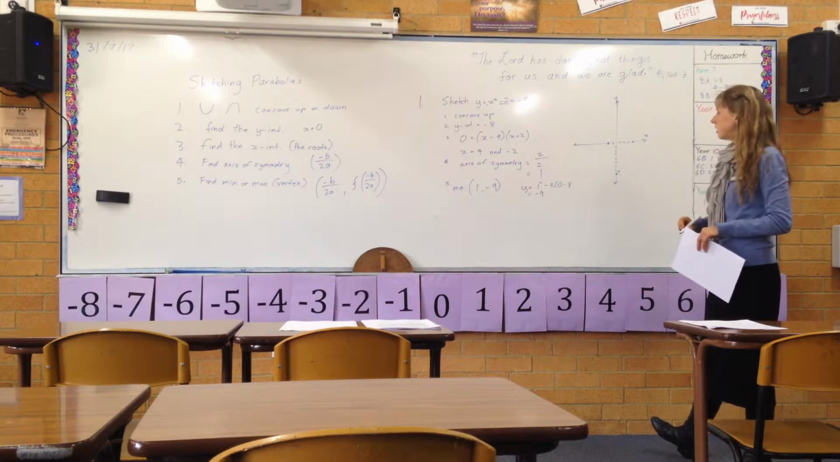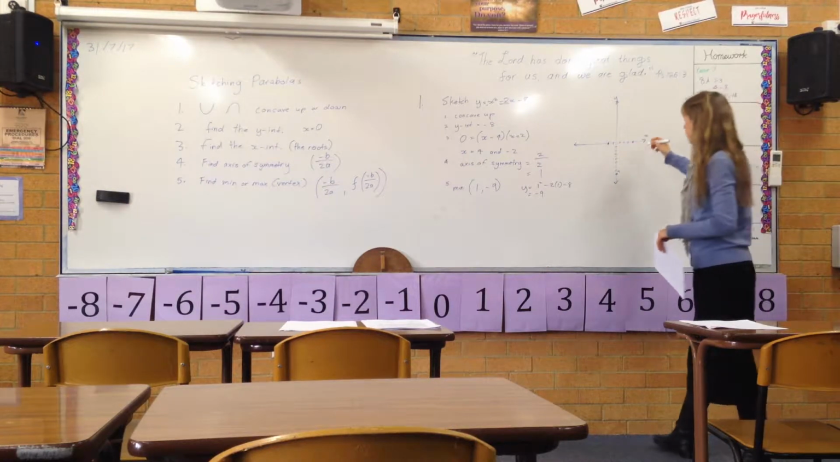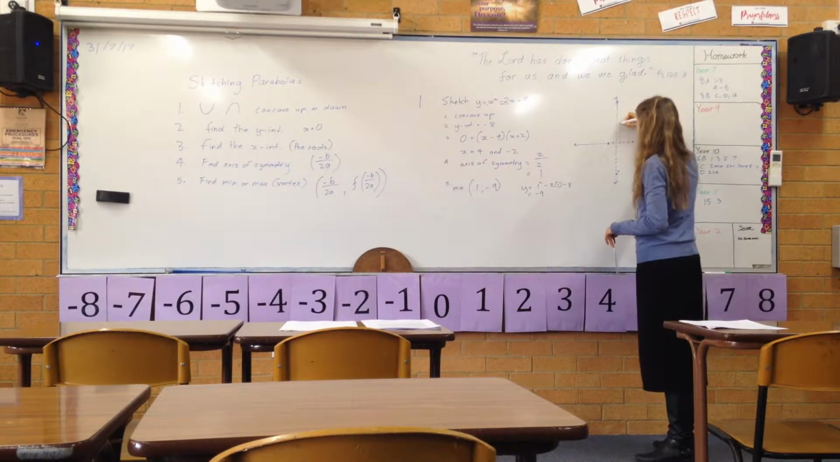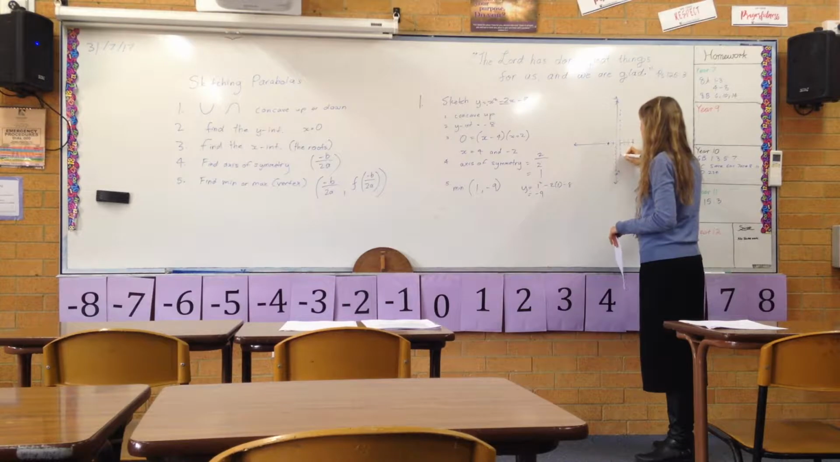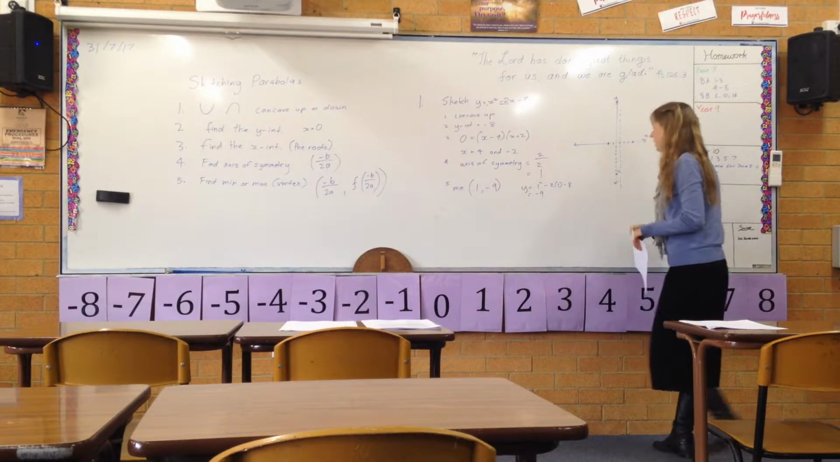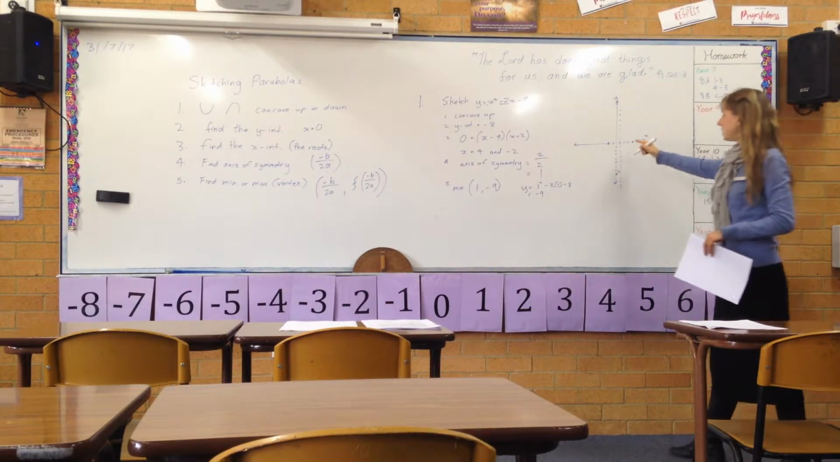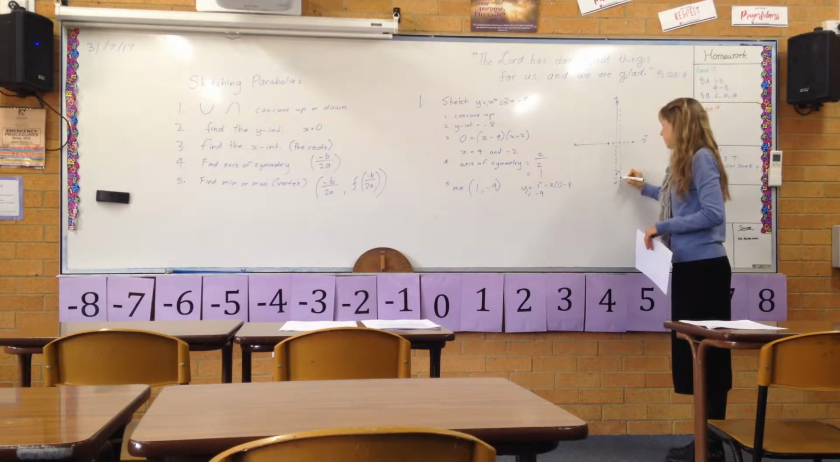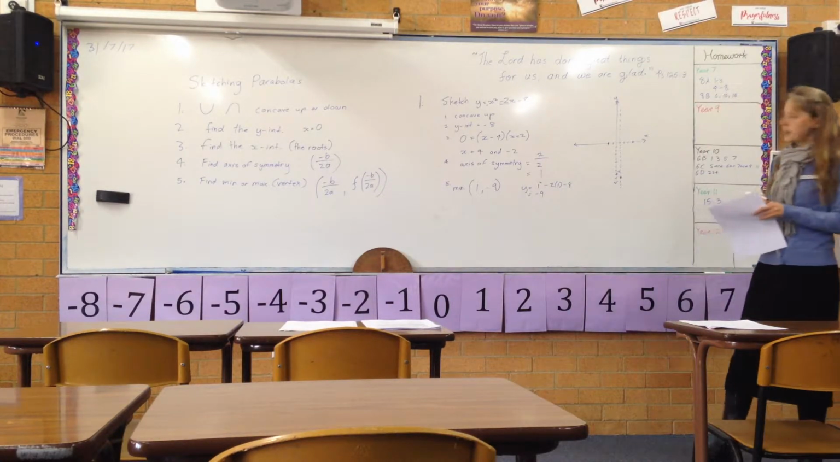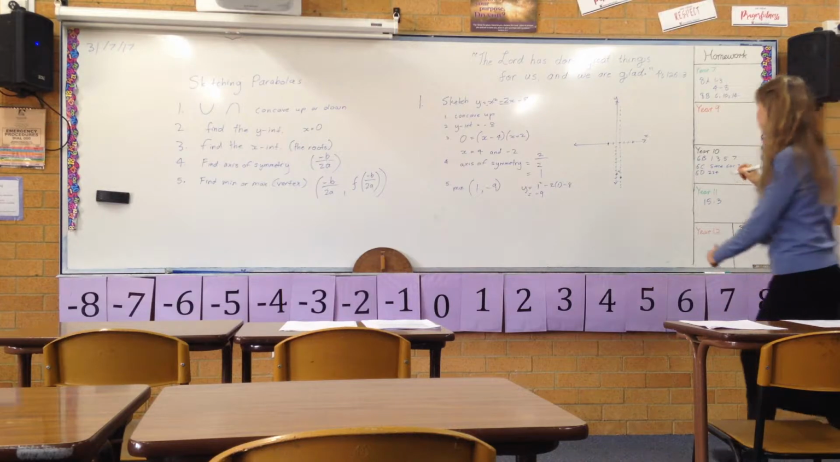Okay, so I've got that. I also know my axis of symmetry is 1, so I'll just do my dotted axis of symmetry. My minimum is (1, minus 9). So there's my minimum. That means I now have everything I need to sketch it.